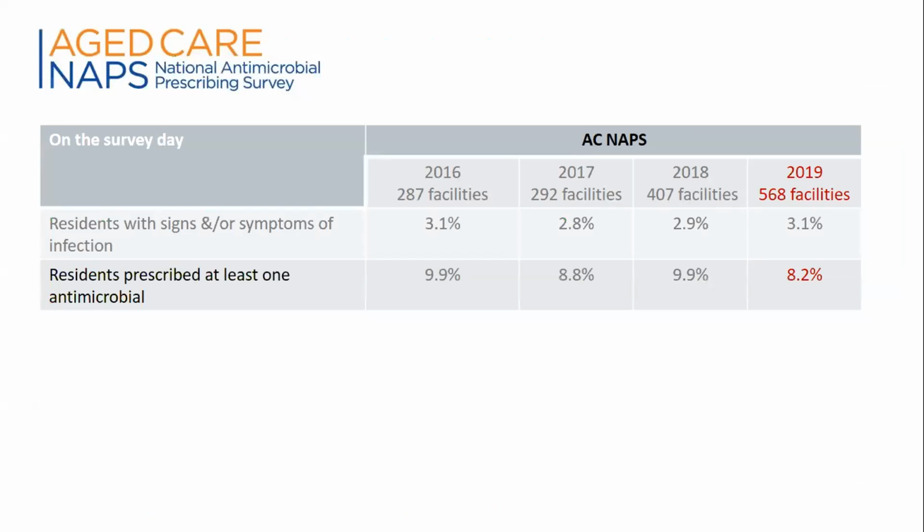Surprising, because if we look at the results from the Aged Care National Antimicrobial Prescribing Survey, what is consistent is that, as in 2019, the prevalence of residents prescribed 1 or more antimicrobials on a survey day is relatively high. It's consistent at around 8.2% up to 9.9%.